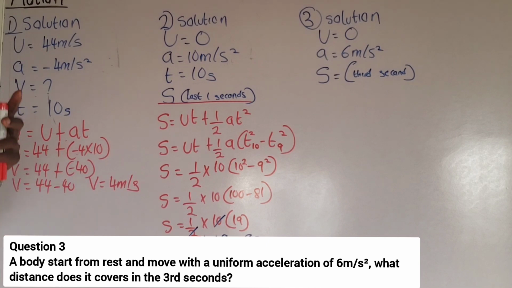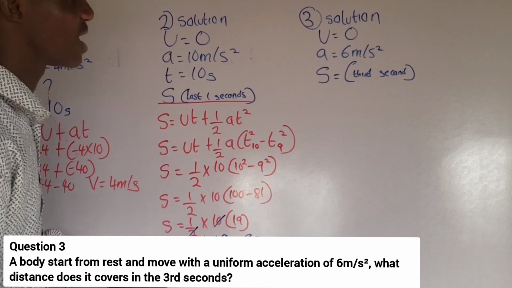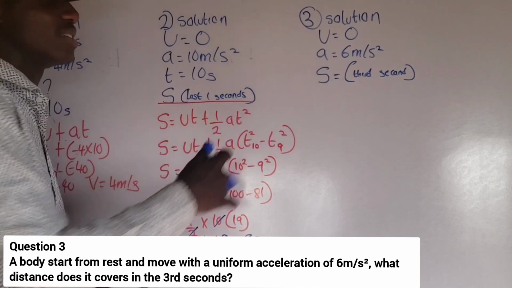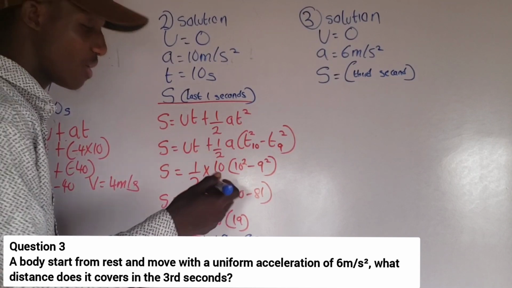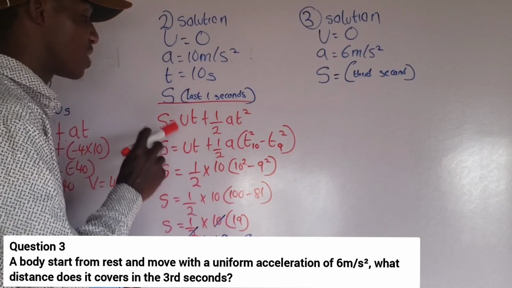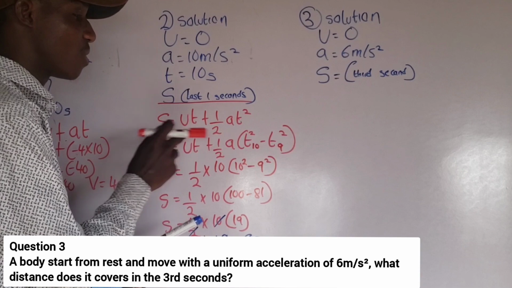But in this question we are not given the time. Pay attention to the question again. A body starts from rest and moves with uniform acceleration of 6 meters per second squared. What distance does it cover in the third second? We are not given a time, but notwithstanding, we can still determine the distance. We are going to use this same formula.